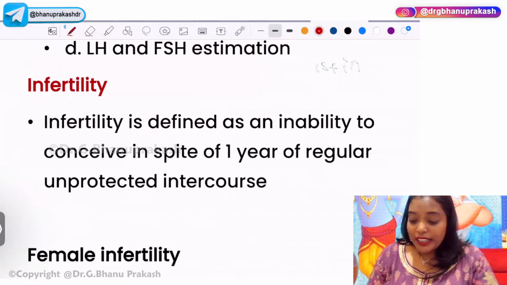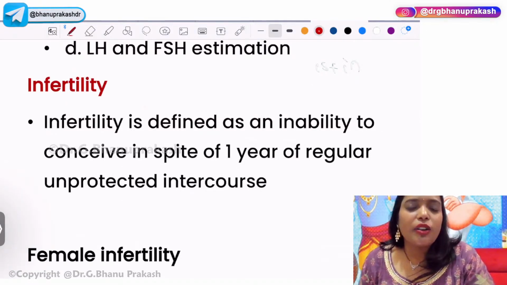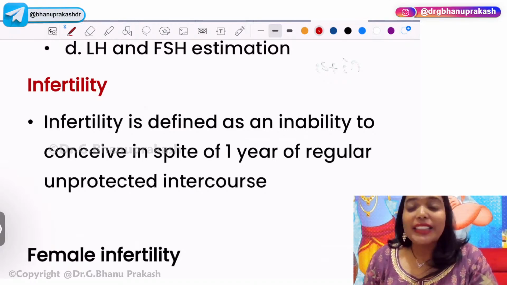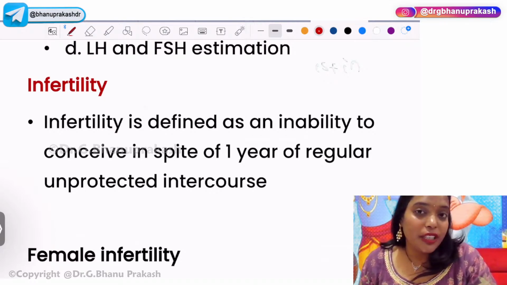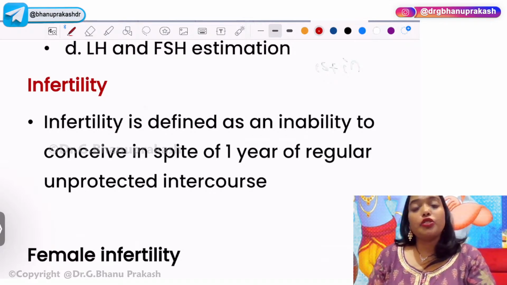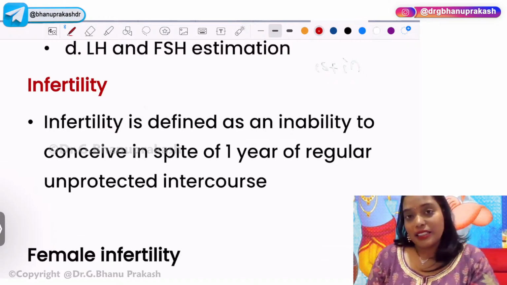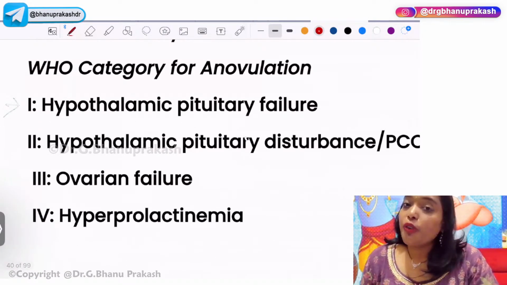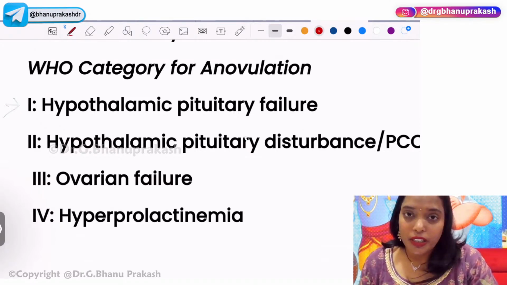What is infertility? Infertility is inability to conceive in spite of regular 1 year of unprotected intercourse. But if the age of the couple is more than 35, then 6 months is the cutoff. Both male and female can contribute for infertility. So the first investigation whenever a couple comes to you with infertility will be semen analysis. Ovaries account for 30 to 40% of the infertility, and tubes also account for 30 to 40% of infertility.